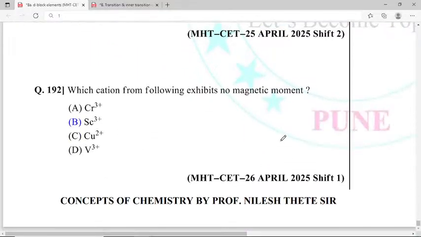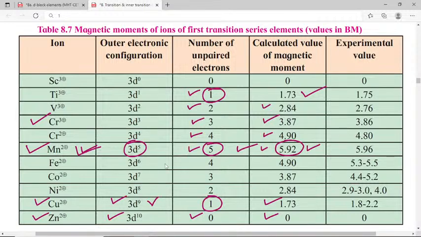Which cation from following exhibits no magnetic moment? 0 magnetic moment, 0.0 Bohr magneton. This is scandium, 3d0, so 0 unpaired electrons, so 0 is the value.